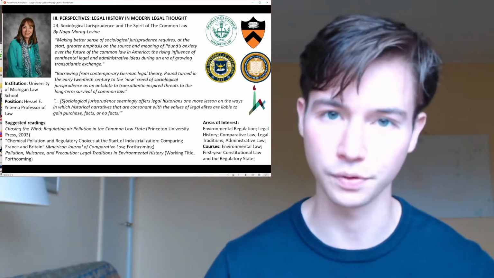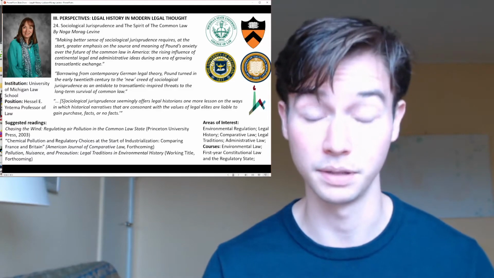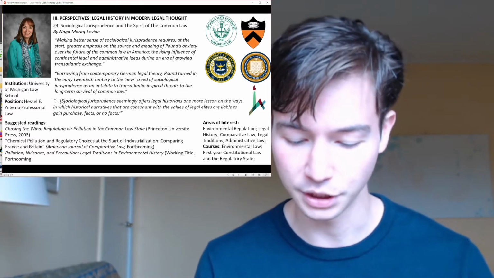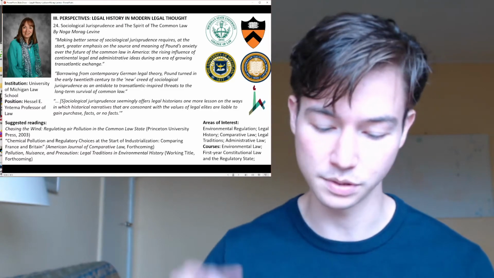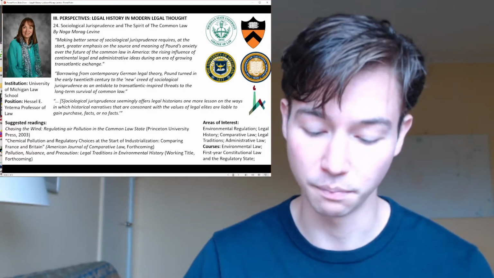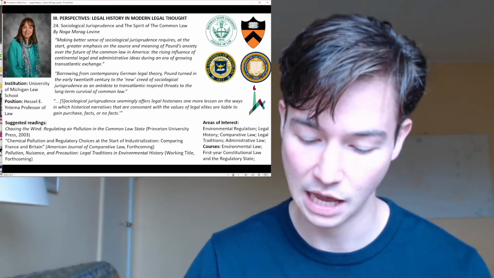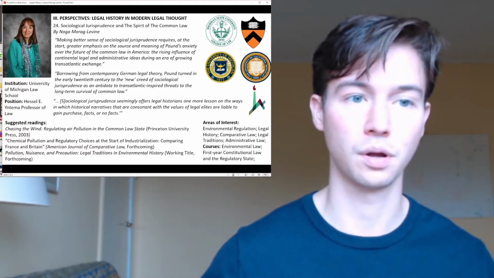So as I said, they agreed on what they disagreed on, but they didn't necessarily agree on what they believed in. For Pound, jurists or lawyers keeping in touch with life was necessary, but for Jhering, law is a means to social ends. However, for Pound, common law is an end in itself, according to Morag-Levine.